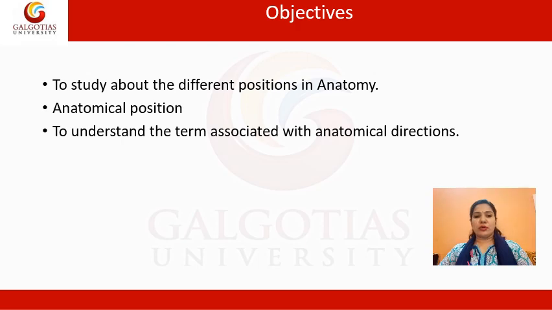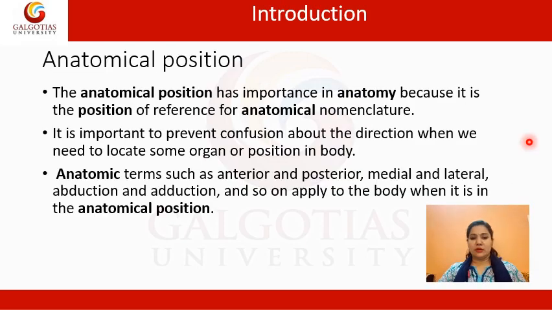The objective of today's class is to study the different positions in anatomy, especially the anatomical position, and to understand the terms associated with anatomical direction. Anatomical position is of importance in anatomy because it is the position of reference for anatomical nomenclature. It is important to prevent confusion about the direction when we need to locate some organ or position in the body.